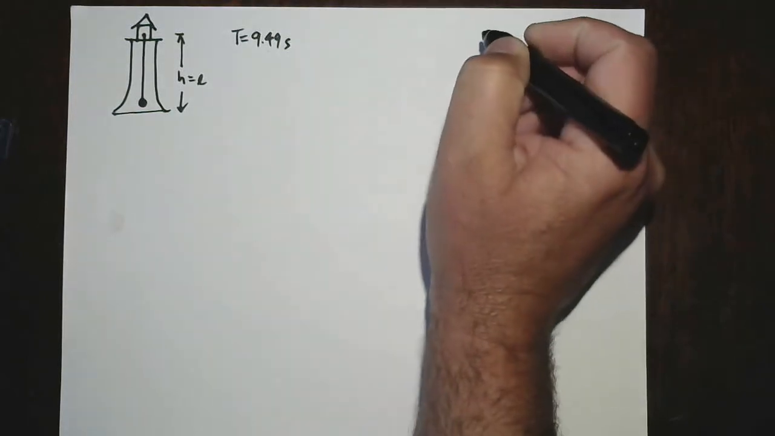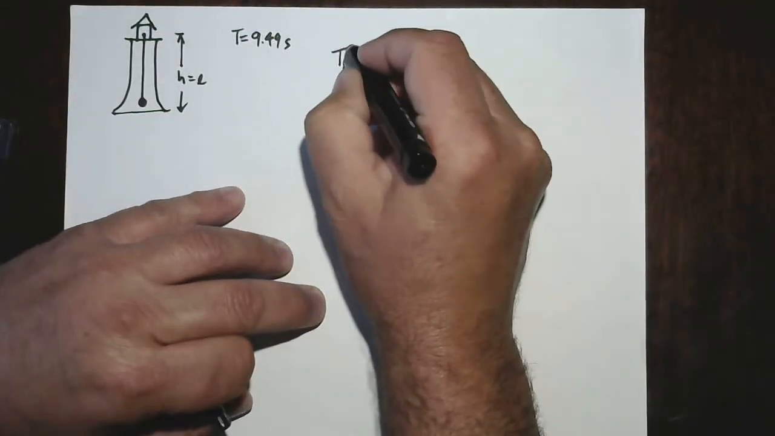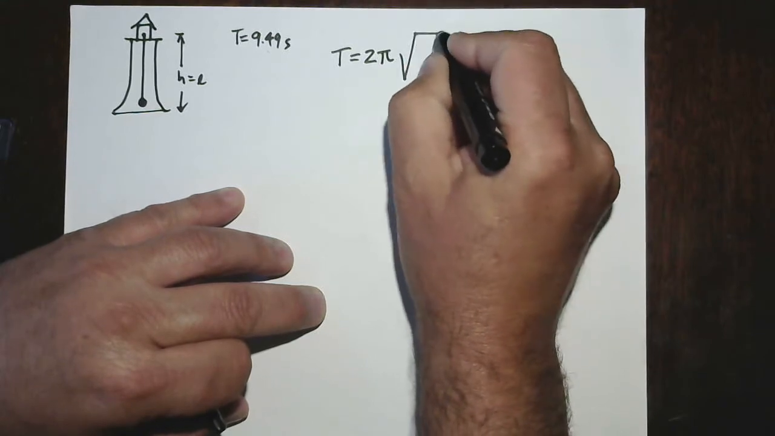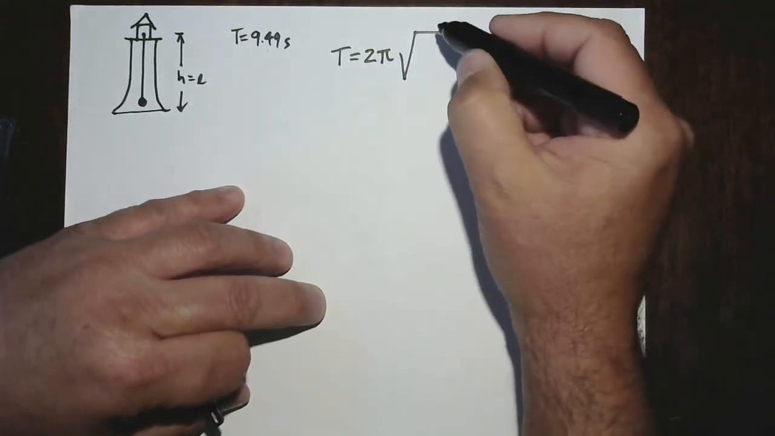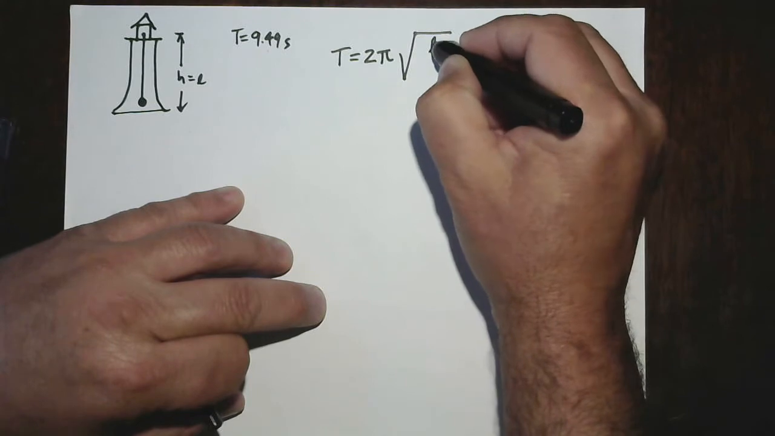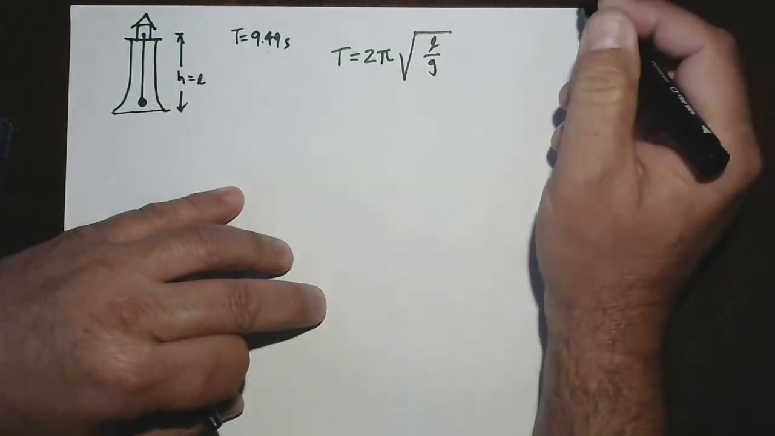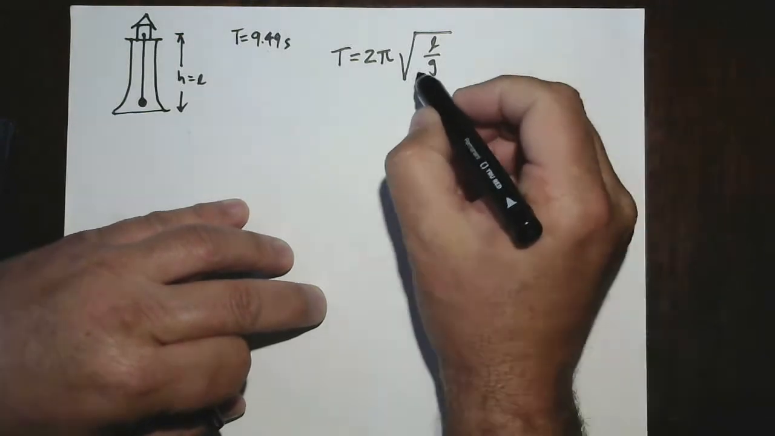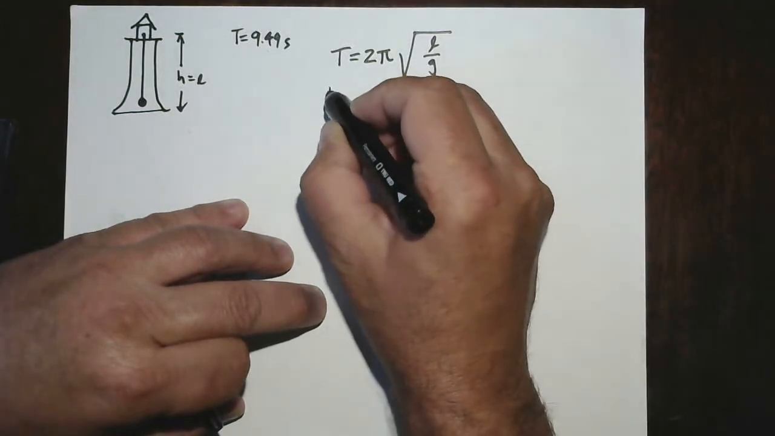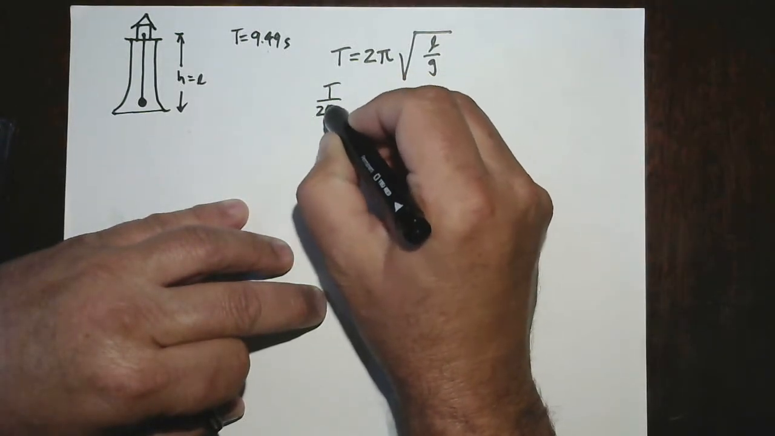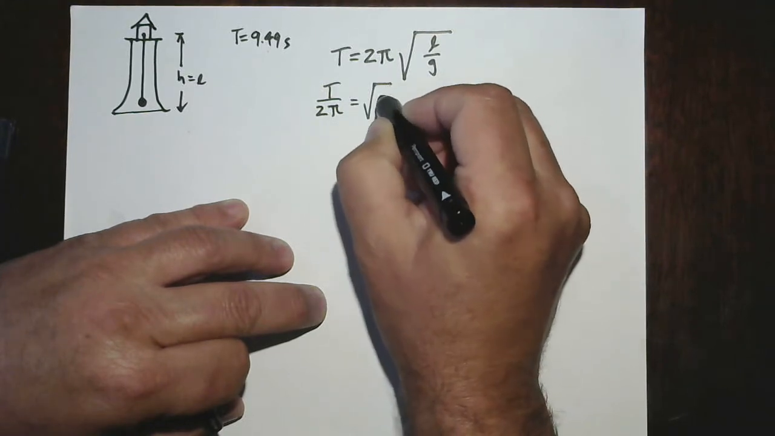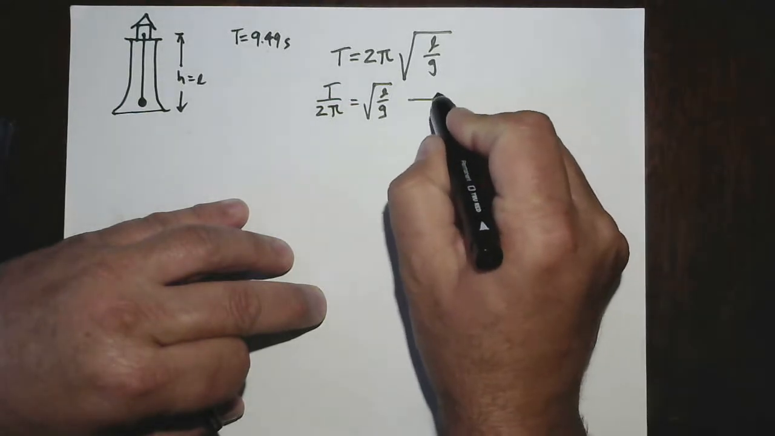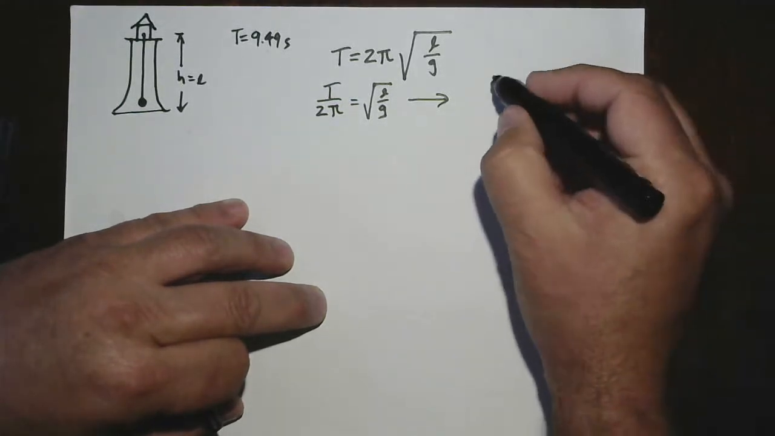Now the way to solve this problem is to get the period formula. Period is 2 pi times the square root of, now let's see, the longer the pendulum, the longer the period, so L goes on top, L over G. And we're looking for L, so we have to do some algebra on this. The first piece of algebra is to divide T by 2 pi, and that leaves the square root by itself on that side. The next piece of algebra would be to square both sides.